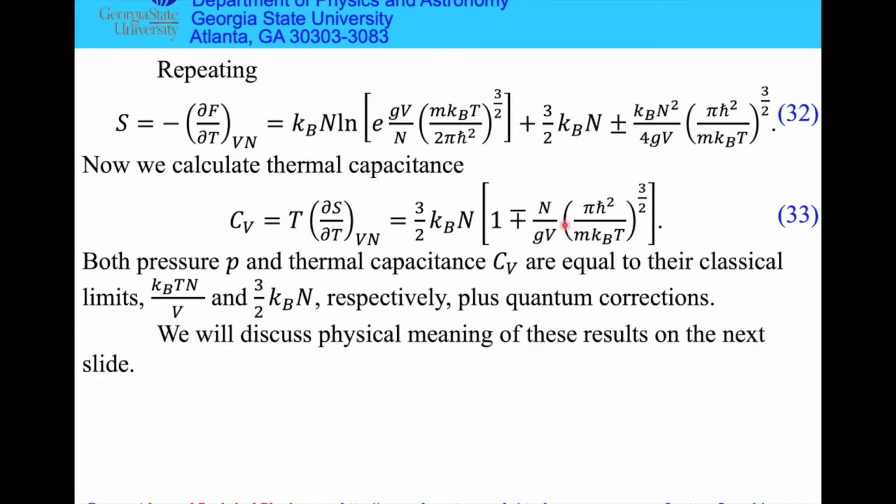So this parenthesis, this combination, is exactly the same, and I'm getting a very concise and beautiful result. So the correction to CV is also symmetric, but in this case for fermions we get less than for bosons. For bosons we get more. So pressure and thermal capacitance behave, in a sense, with respect to quantum corrections, in opposite ways. Quantum corrections increase pressure but decrease CV. So what is the physical meaning of these results? We'll discuss it on the next slide.